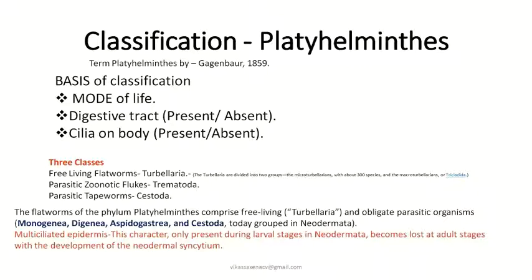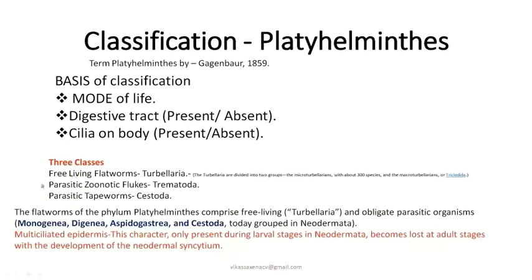First, we will get an overview of the three classes here. The first class is Turbellaria, and Turbellaria includes the free-living flatworms. So the basis of classification is mode of life. On the basis of mode of life, most free-living flatworms are included in class Turbellaria. So Turbellarians will show the basic characteristics of platyhelminths. And the next two classes are parasitic.